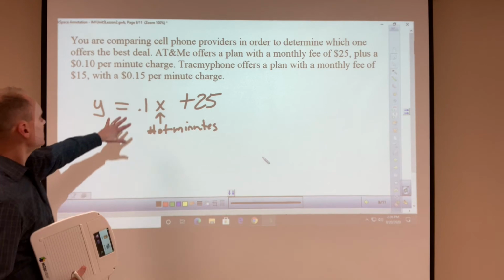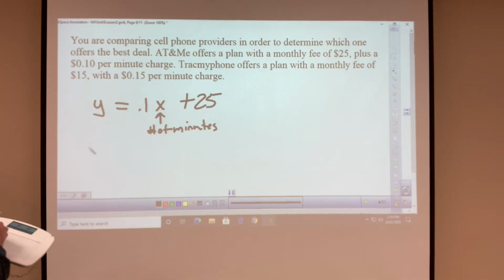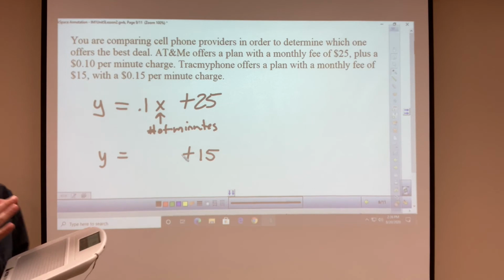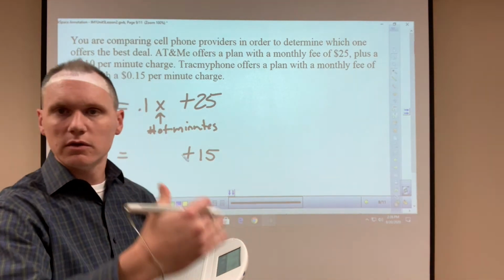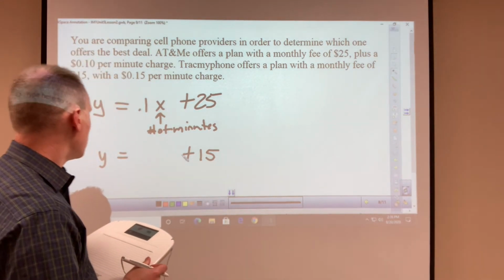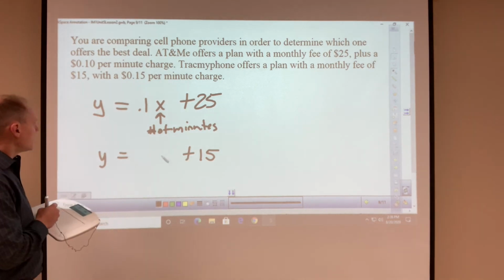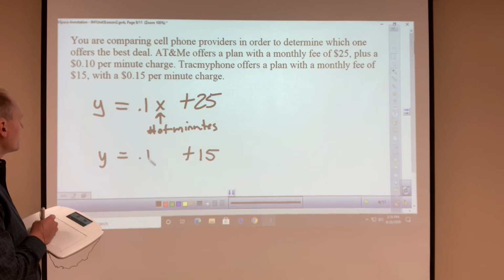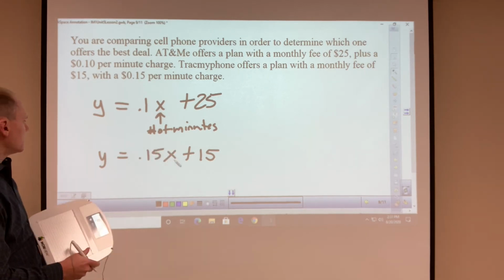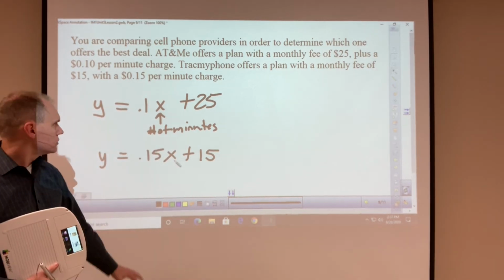So that's for AT&T. For Track My Phone, they have a monthly fee of $15, and we're only talking about within 1 month, so we're not worried about additional $15 charges. That's just a one-time thing because we're only talking about 1 month. Plus the per minute charge, which is 0.15 per minute, so times x. So those are our two.